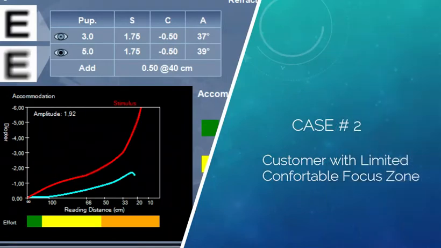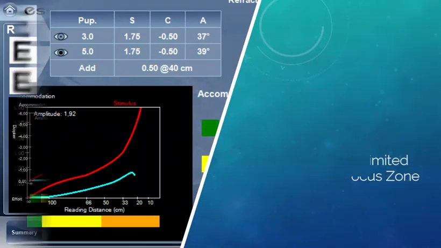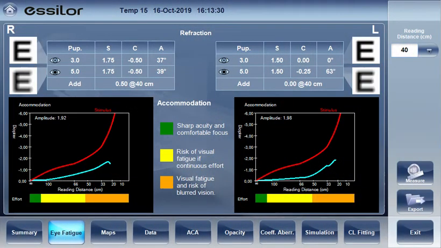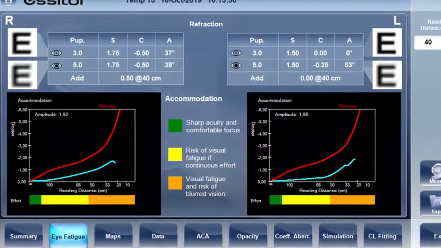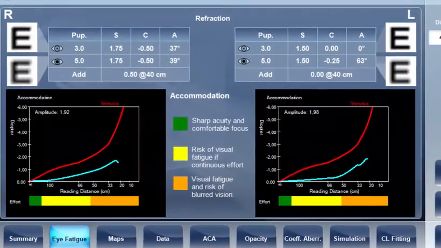Case 2. Patient with a limited comfortable focus zone. In this case, we notice a larger zone of risk of visual fatigue starting around 1 meter until 50 centimeters. Visual fatigue is starting at 50 centimeters.